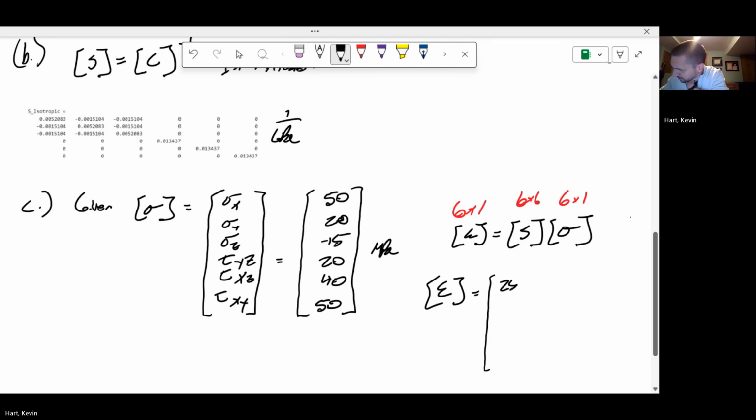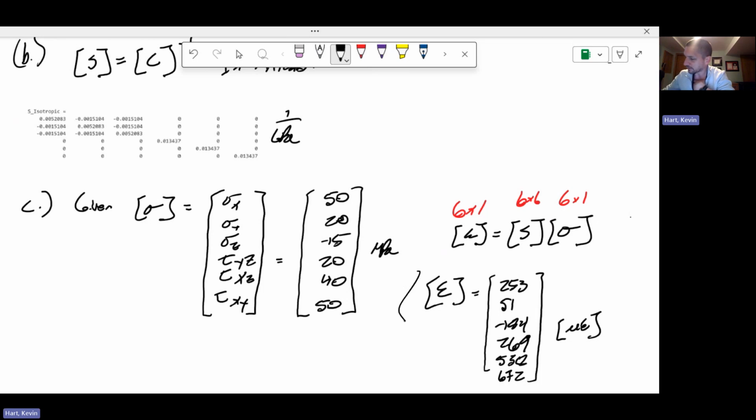253, 51, negative 184, 269, 570, 538, and 672. And the units here will be in units of microstrain. Okay, so that is the answer here for part C for this problem.